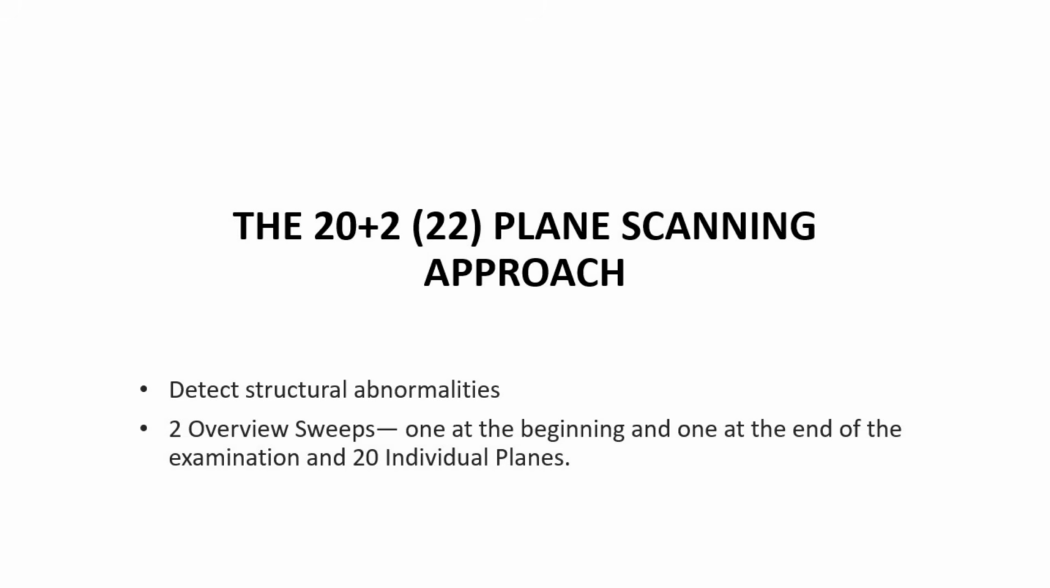The 18 to 22-week scan is the best to detect structural abnormalities in the developing fetus. Miss a plane, and you miss a finding. In this video, I'm going to show you a structured, systematic approach, the 20+2 planes approach, also called the 22-plane approach. The approach consists of 2 overview sweeps, one at the beginning and one at the end of the examination, and 20 individual planes, specific cross-sectional or longitudinal views of distinct fetal anatomical regions.